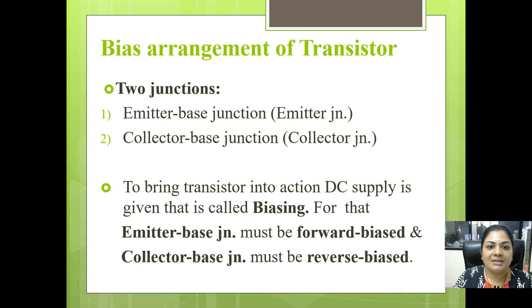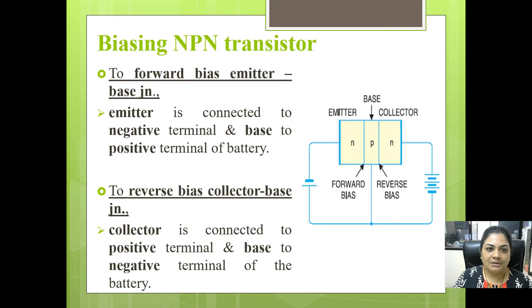Now what is the biasing of a transistor? Basically there are 2 junctions of a transistor. The first one is the emitter base junction, which is also known as the emitter junction, and the second one is the collector base junction, also known as the collector junction. To bring the transistor into action, a DC supply is given, that is called the biasing of the transistor. For that, the emitter base junction must be forward biased and the collector base junction must be reverse biased.